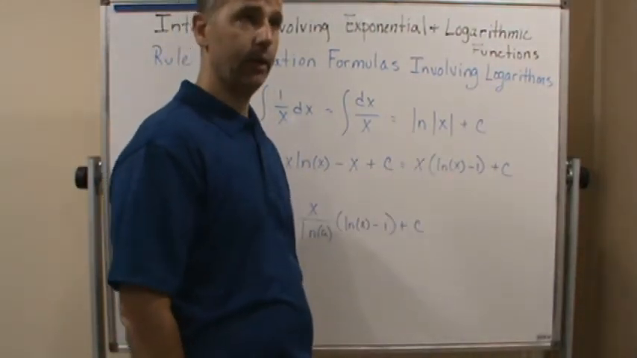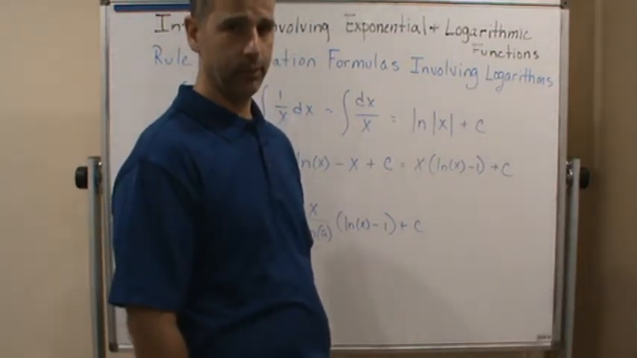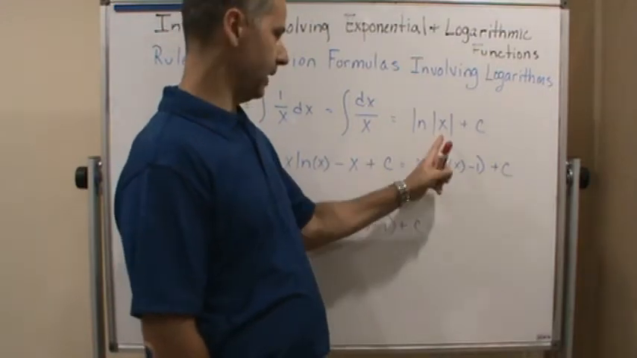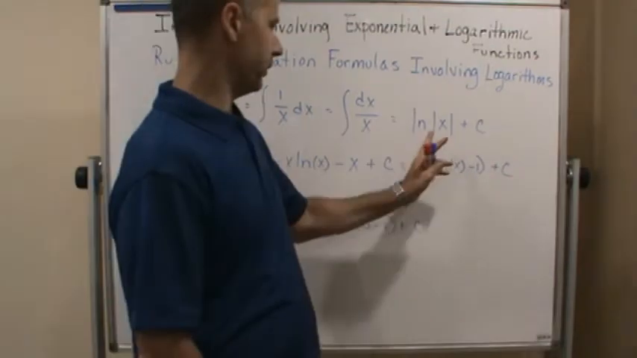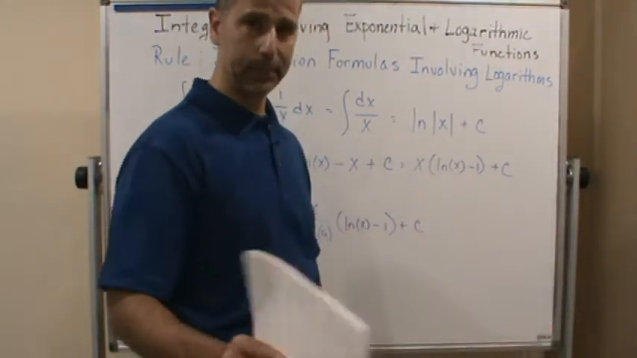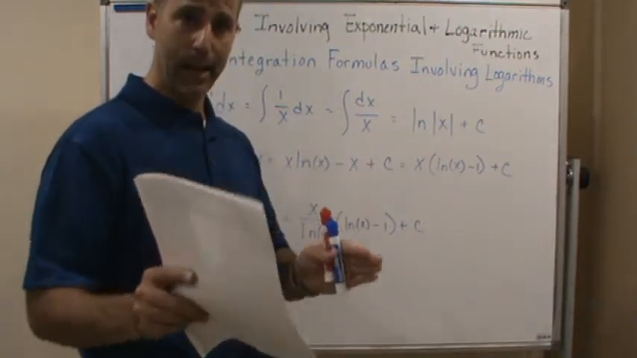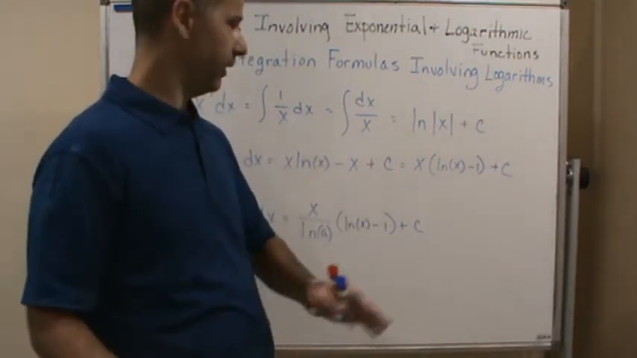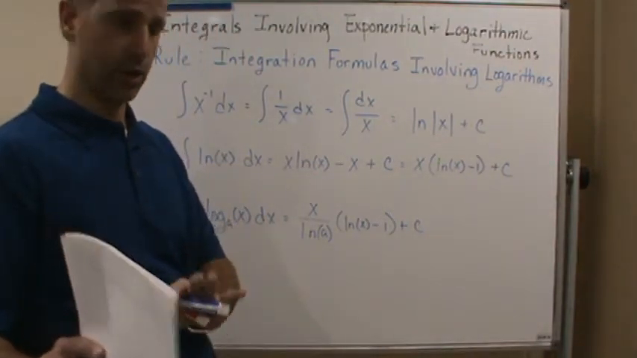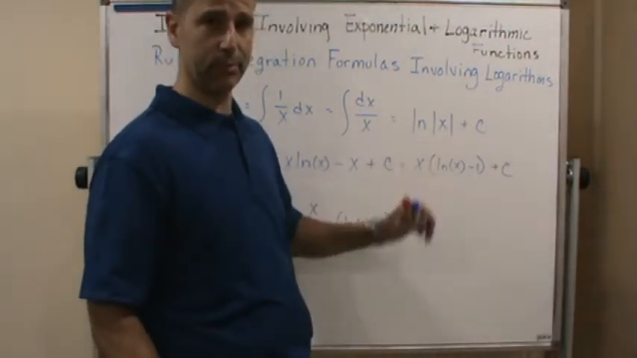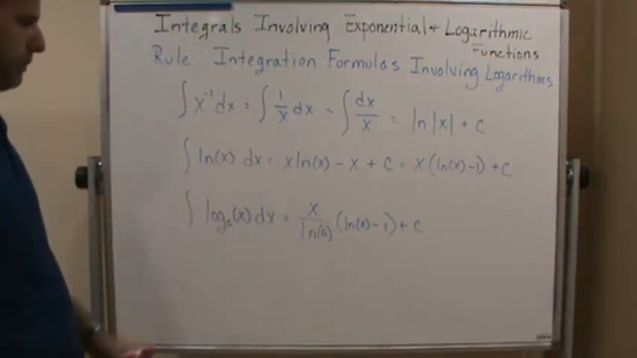Okay, I said that wrong. Natural logs can be negative. The argument inside the natural log cannot be negative. So we put the absolute value signs around it. Now, in some application type problems where we know that x is always positive or non-negative, we can drop the absolute value signs in those certain situations. But in general, we want the absolute value signs there. In the next two, there are no absolute value signs needed.